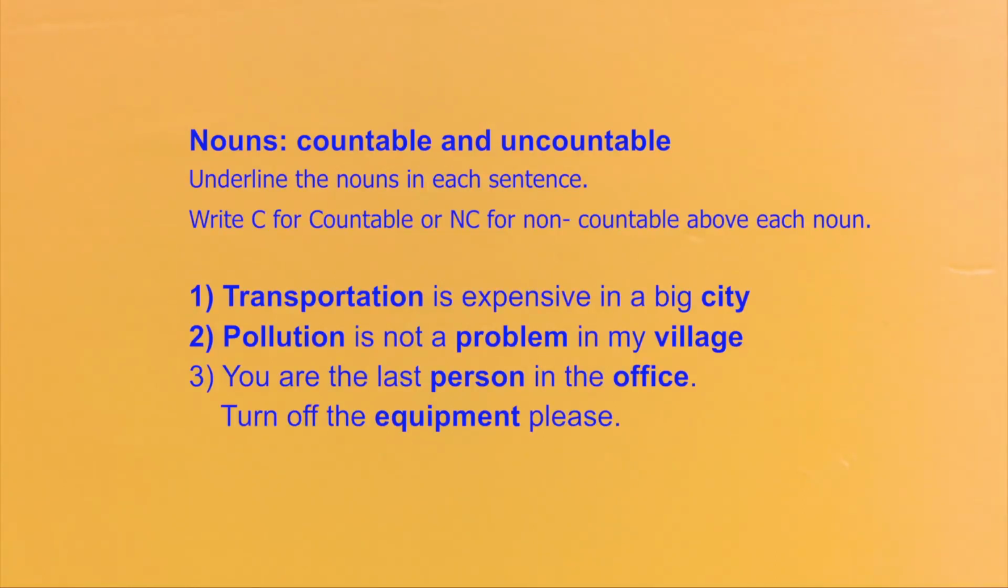So the first item we would like to practice here is noun, and here you will practice among your learners the difference between countable and uncountable nouns. Underline the nouns in each sentence, write C for countable and NC for non-countable above each noun. So I will pick here 3 sentences. With the help of those 3 sentences, you will try to make your students clear about the noun, countable and uncountable noun.